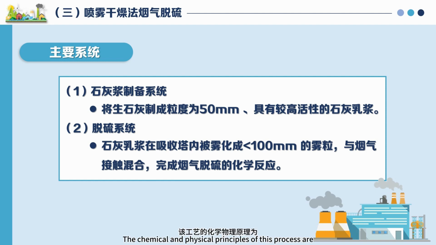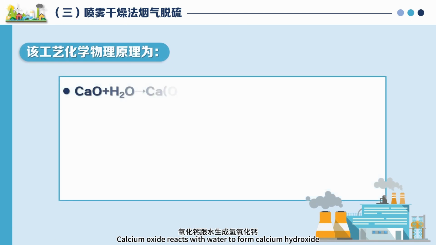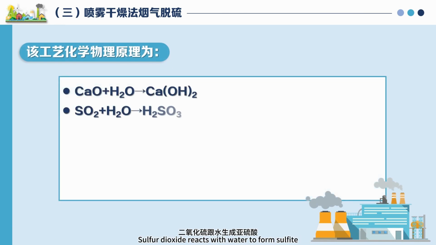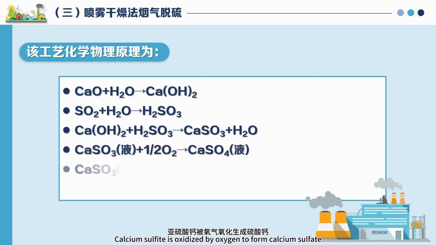The chemical and physical principles of this process are: calcium oxide reacts with water to form calcium hydroxide. Sulfur dioxide reacts with water to form sulfite. The reaction between calcium hydroxide and sulfite produces calcium sulfite. Calcium sulfite is oxidized by oxygen to form calcium sulfate.